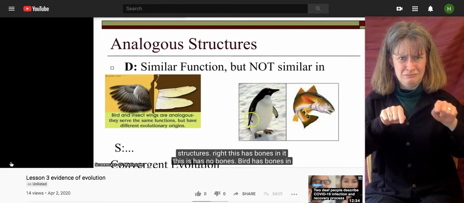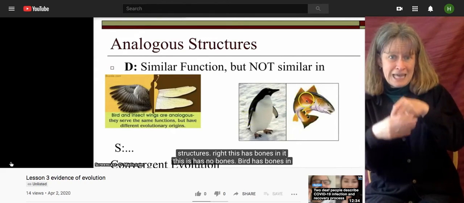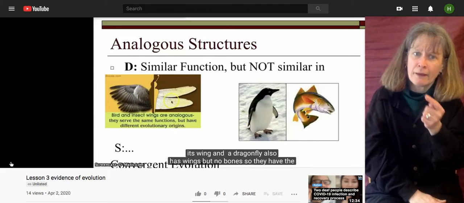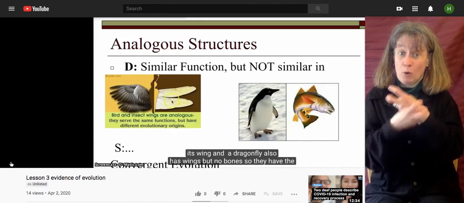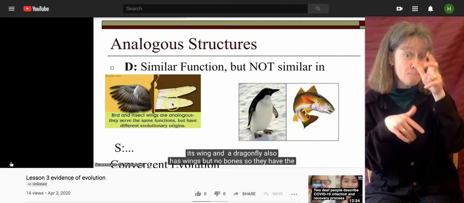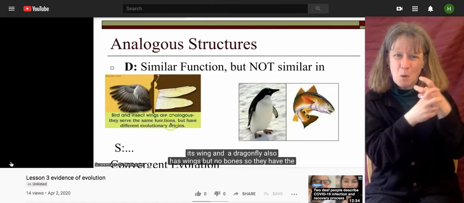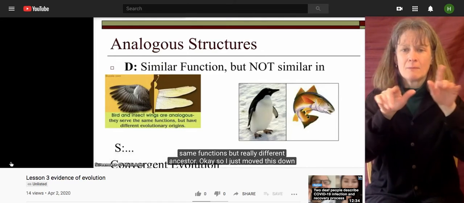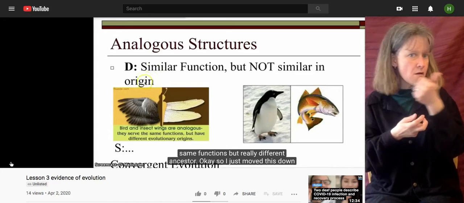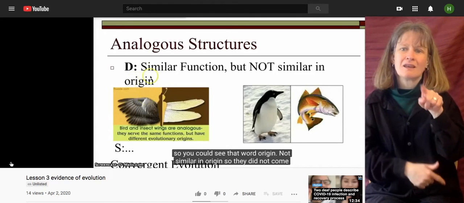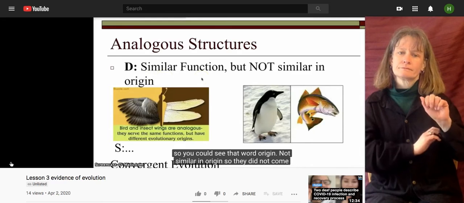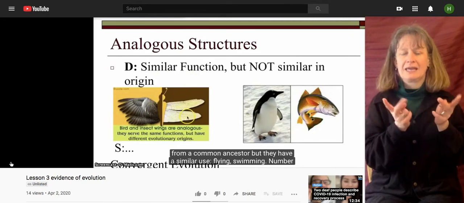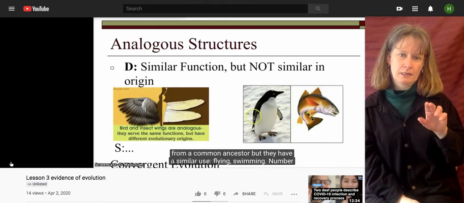This has bones in it. This has no bones. A bird has bones in its wing, and so does a dragonfly. Also has wings, but no bones. So they have the same functions, but really different ancestors. Okay, so I just moved this down so you could see that word origin. Not similar in origin. So they did not come up from a common ancestor, but they have a similar use. Flying, swimming.